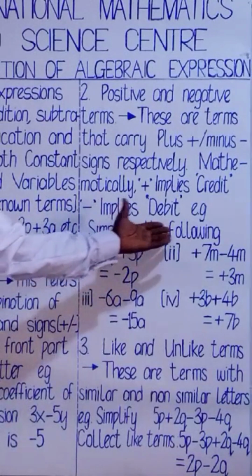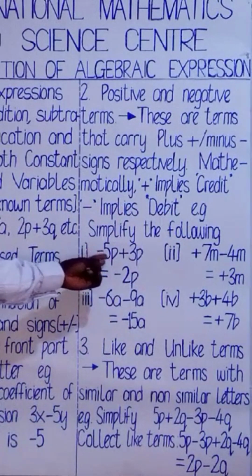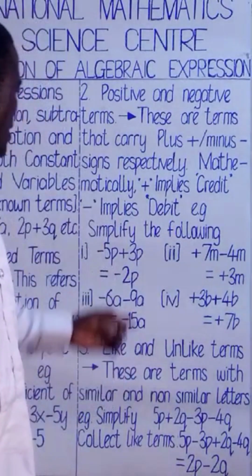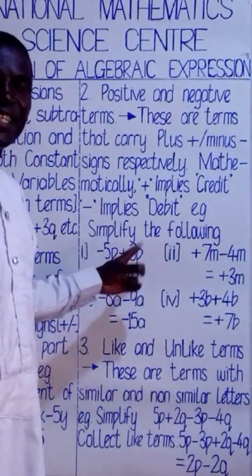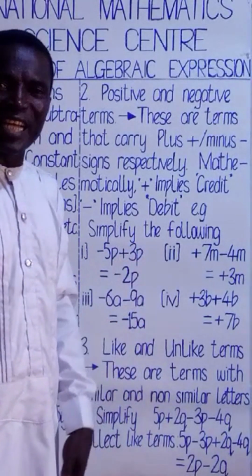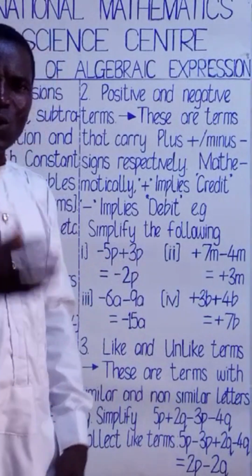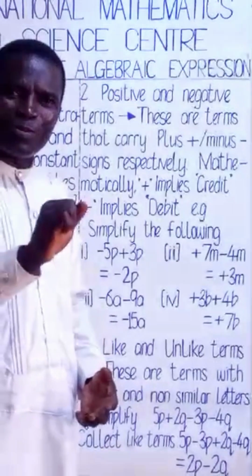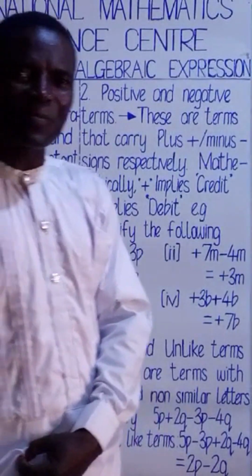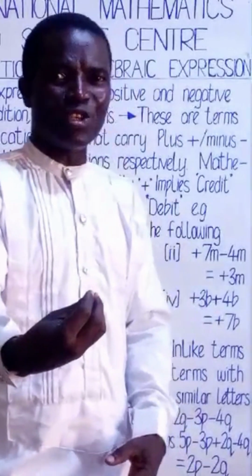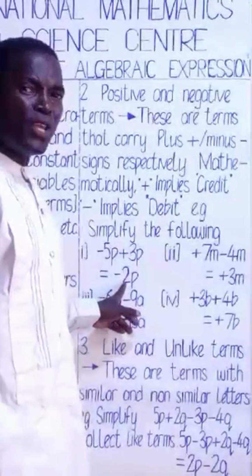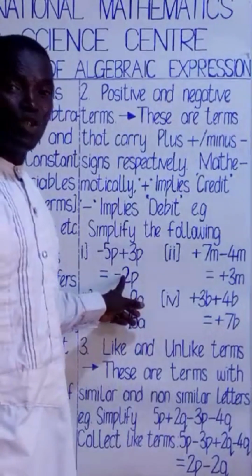Let's now take, for instance, you are asked to simplify minus 5p plus 3p. Minus 5p implies the amount of money you are owing, while plus 3p implies the amount of money that is inside your pocket. And so when the person that you are owing comes and says, where is my money? You can simply dip your hand into your pocket and bring 3 naira, which is your own. You pay that 3 naira, then your balance is going to be minus 2p. That is the amount that you are yet to pay.